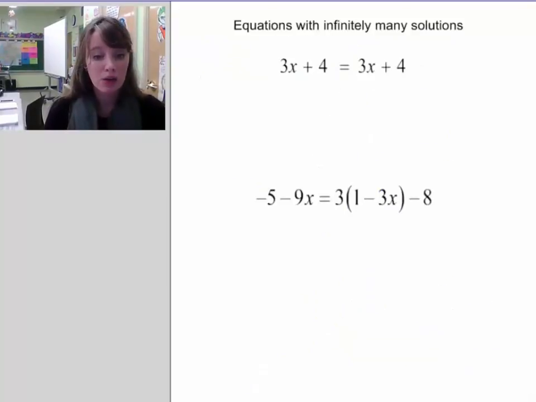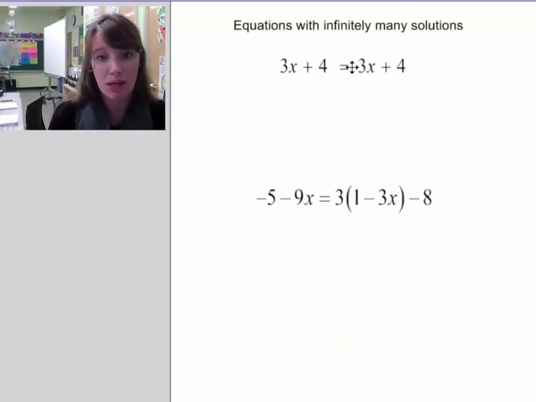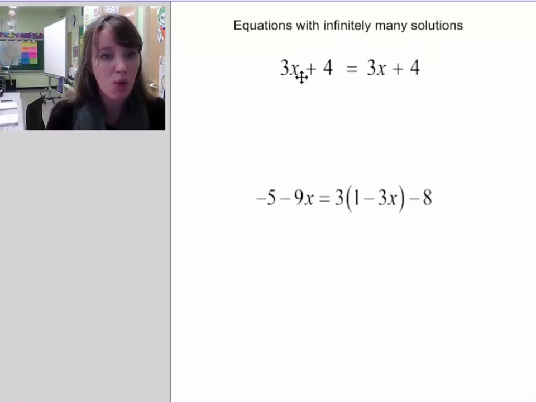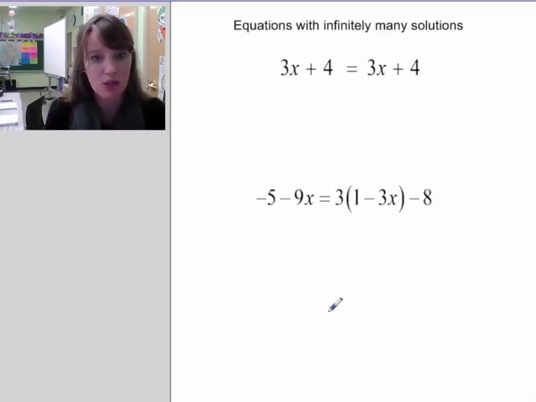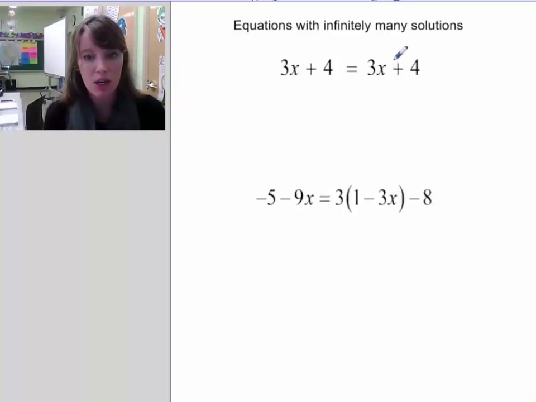Okay. Now there are also equations that have infinitely many solutions. For instance, if we look at the top one, it's just something equal to itself. What can I put in here for x? A solution is just what I can substitute in for x so that the left-hand side is equal to the right-hand side. There's actually an infinite amount of things that I can put in for x because the two expressions are equal to each other.